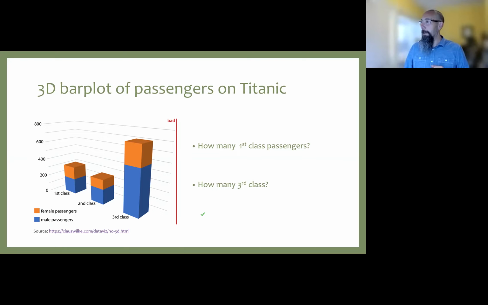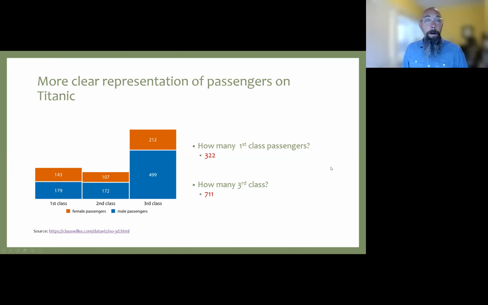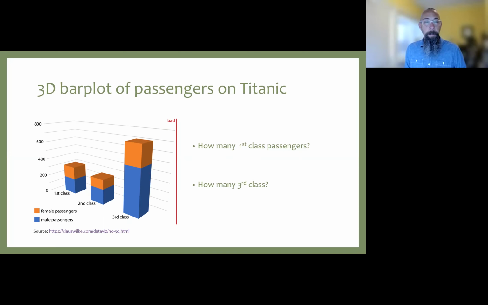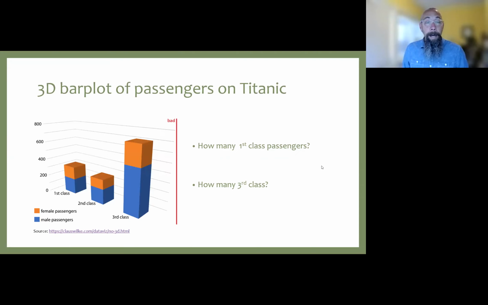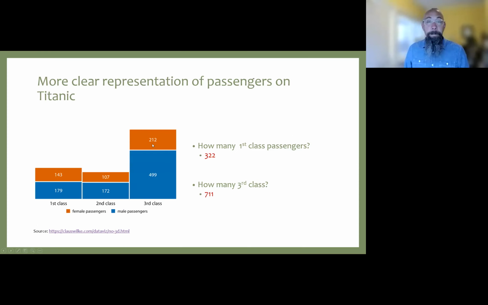All right, I'm going to delete the drawing and move to the next one. There are 322 first class and 711 third class. However, if I were to look at first class, I would have guessed that there's under 300, and I would have guessed that there's under 700 third class. But in fact, neither of those is true.